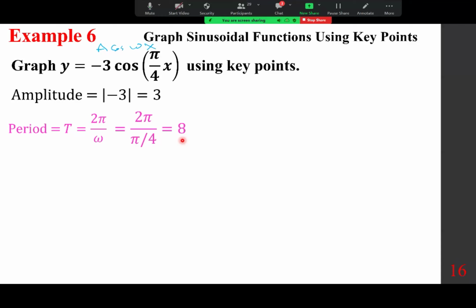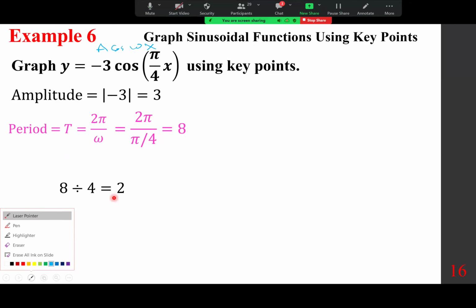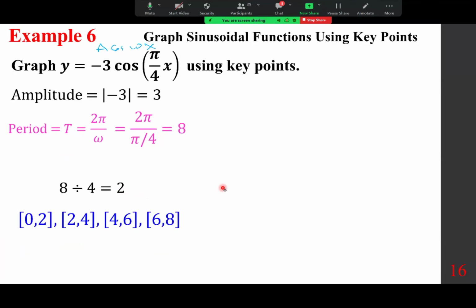So you have to go from 0 to 8, and you're going to cut it into 4 equal parts. So we are going to divide 8 by 4, resulting in 2. So we are going to go from 0 to 2, 2 to 4, 4 to 6, 6 to 8. Those are the 4 subintervals.